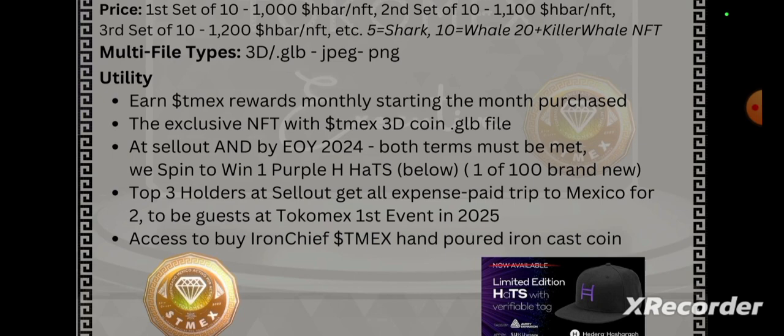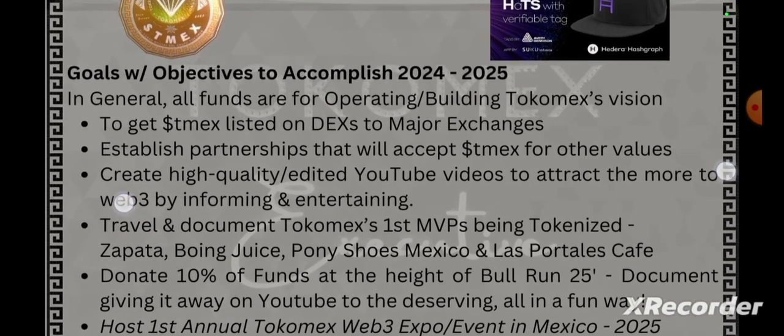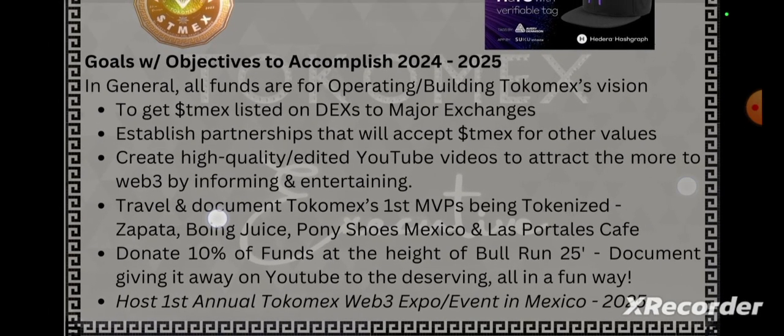So let's wrap this video up with our goals and objectives for 2024 and 2025. This is basically what we do. We use all the funds that we raised through crowdfunding through the Tokomex executive status. We use that all for operations and building out the Tokomex vision. As you can see, we're doing a lot, and these are some of the things we'll be doing.